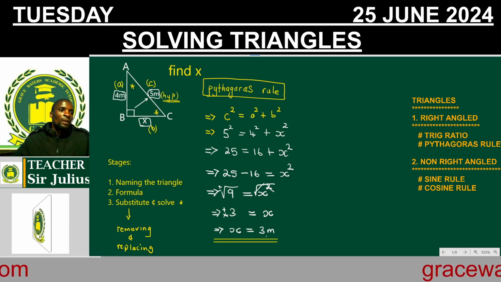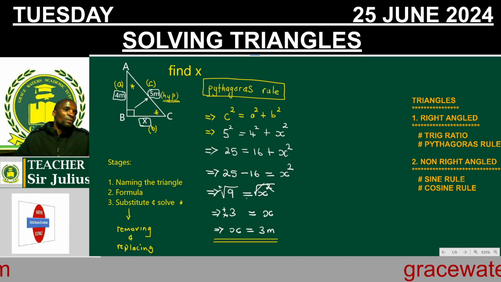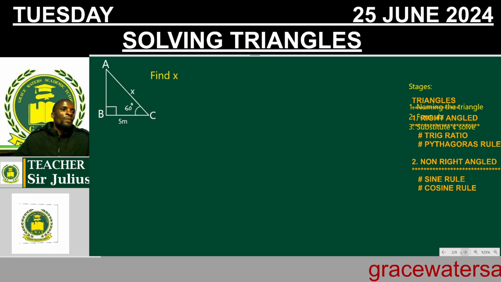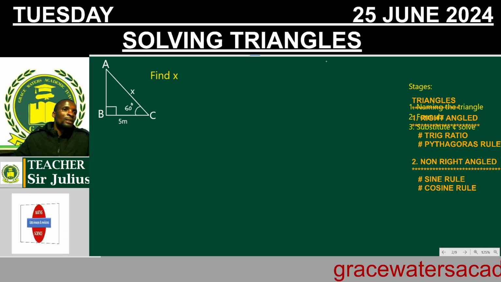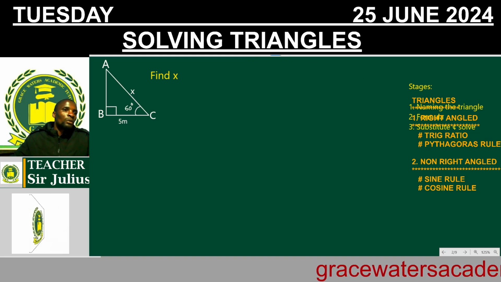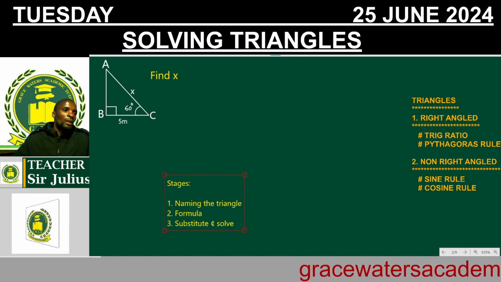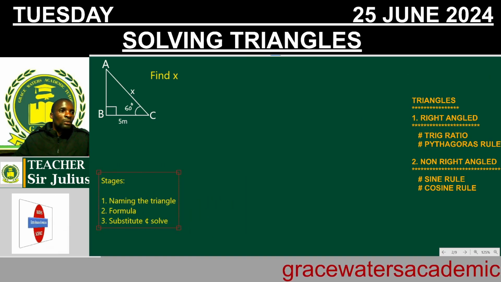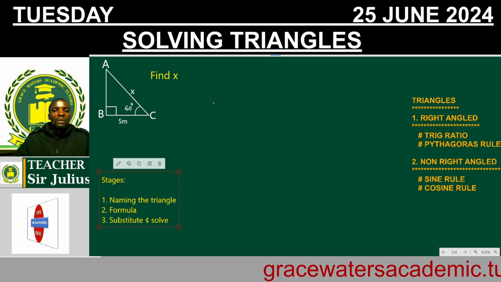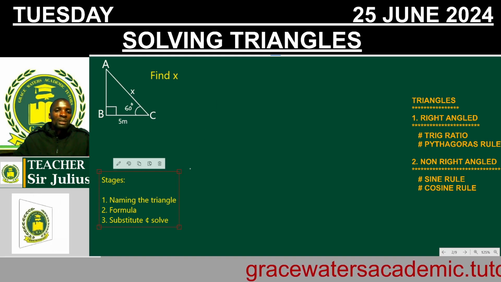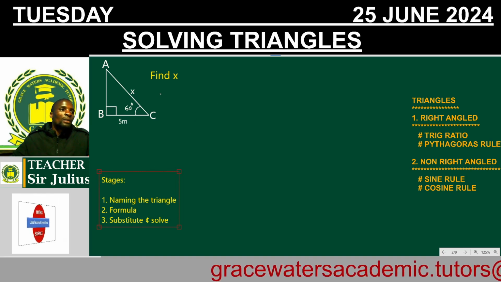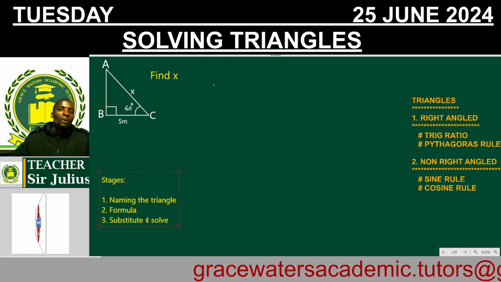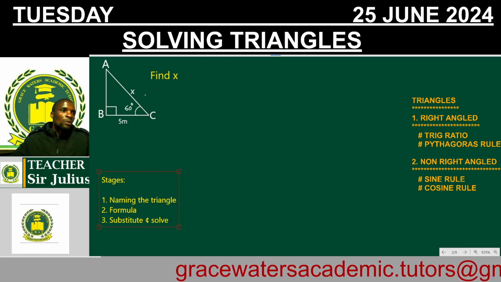I believe you found it easy. Let us move on and go to question 2. So question 2 is saying also find x. Let me also do the same thing here of carrying this to this point so that you won't be confused. We are going to be following these stages, that's why I have to just keep them, okay? So let us go on and do question 2.